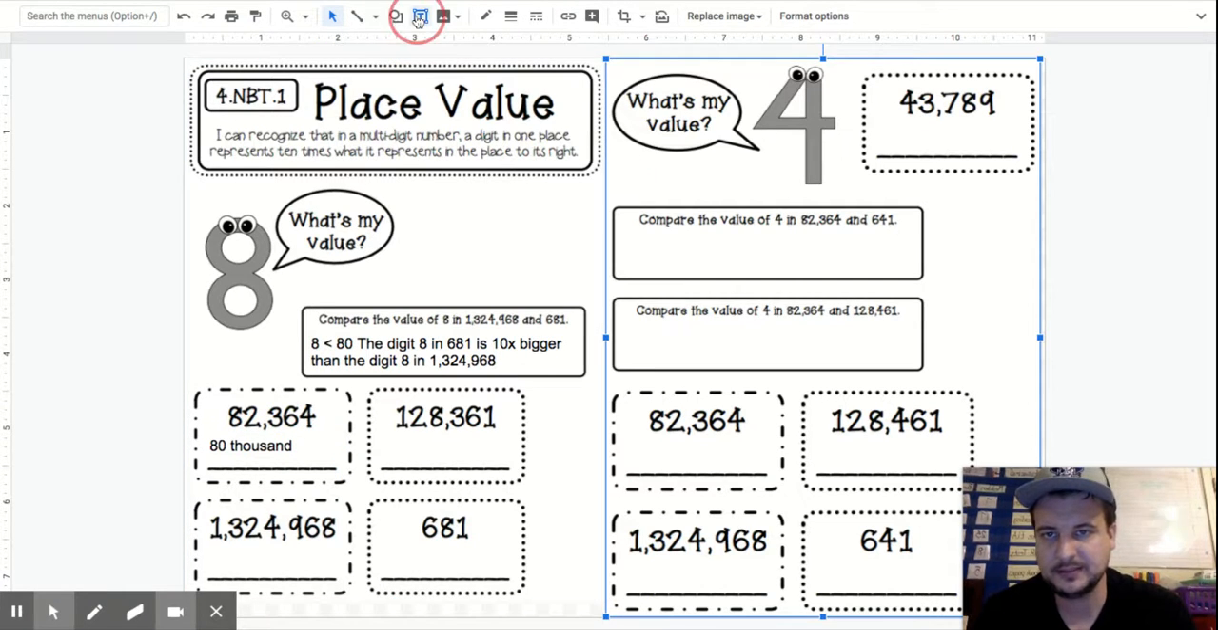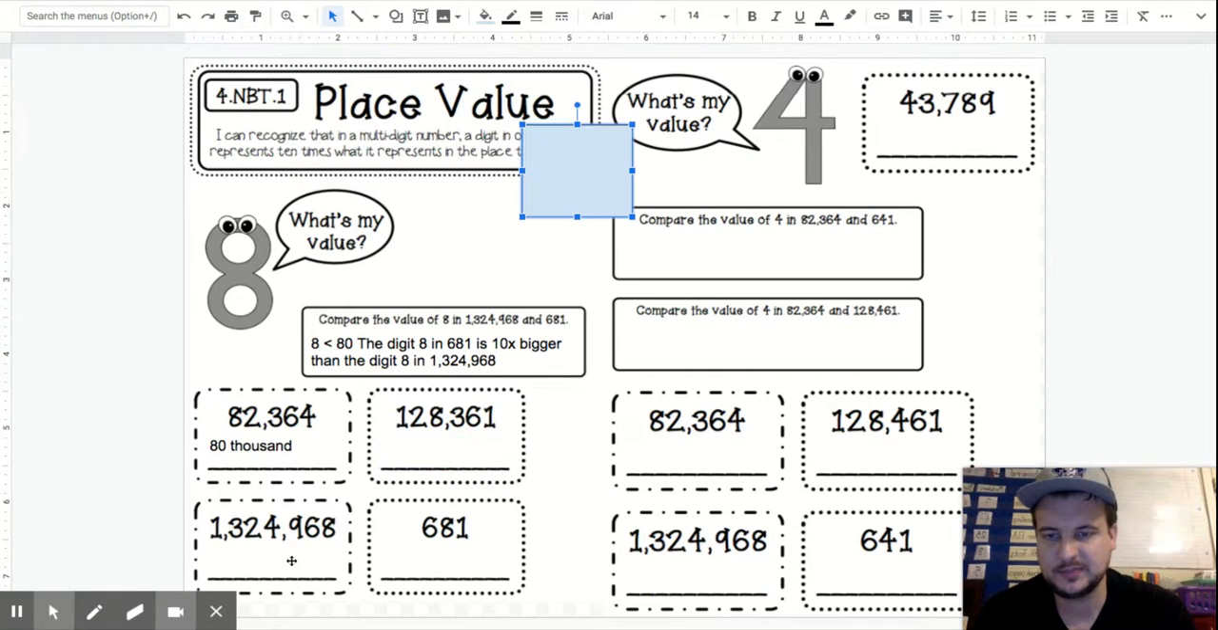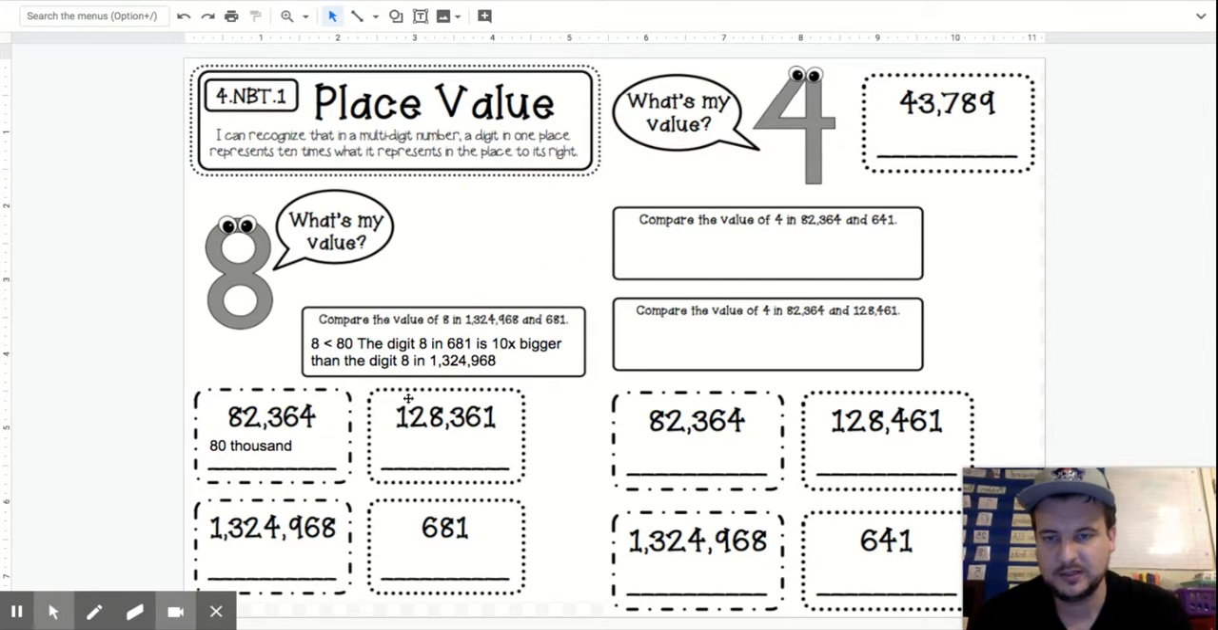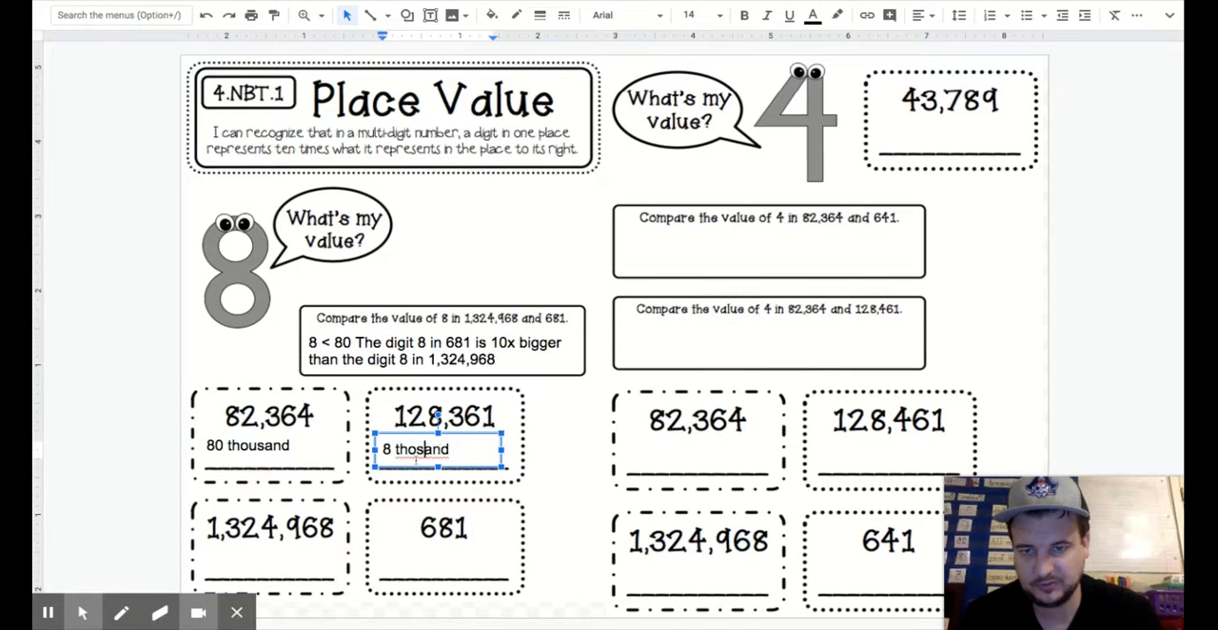All right, text box again. I'm just going to go ahead and copy a text box. That'll save me some time. Oh no, that's not what I wanted to do. Never mind. Okay, we'll just do it this way. There's an 8 in the thousands place, so I'm going to write 8,000. Spell it correctly, computer.